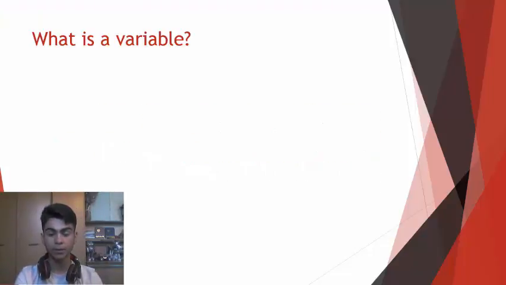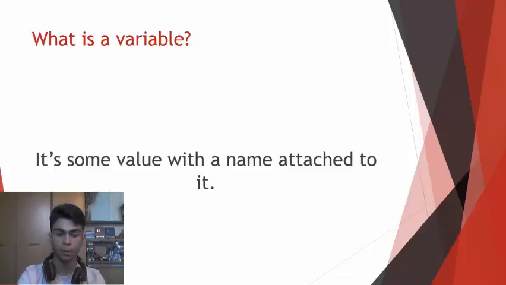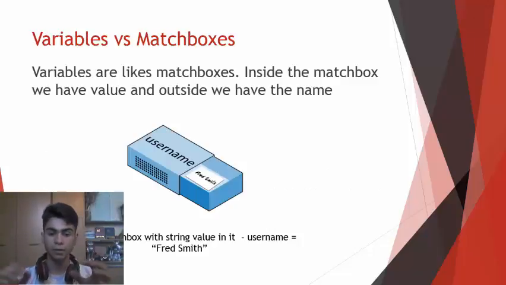Variables, at the very basic level, are some values, whether numbers, string, boolean, or something else, that have specific names attached to them. Think of variables as tiny matchboxes inside computer's memory. On the cover you have a name of it, and inside you have a value. Every time we need to use a variable, we refer to its name.